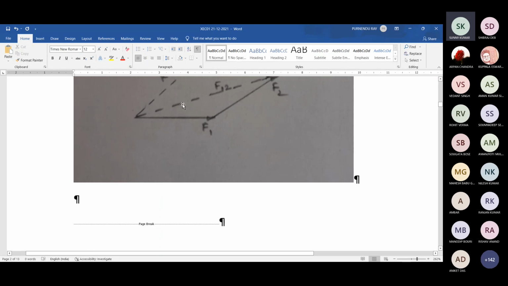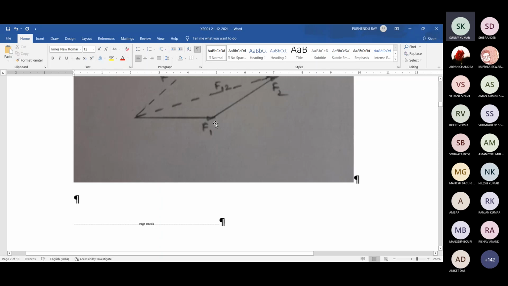Not R cos alpha, R cos theta. Then what about the y component? For F1, the y component is 0. Only the F2 part remains, so it is F2 sine alpha. So now you can remember that crispy formula, whatever you have used, with understanding or without understanding, that is tan theta is equal to F2 sine alpha divided by F1 plus F2 cos alpha.